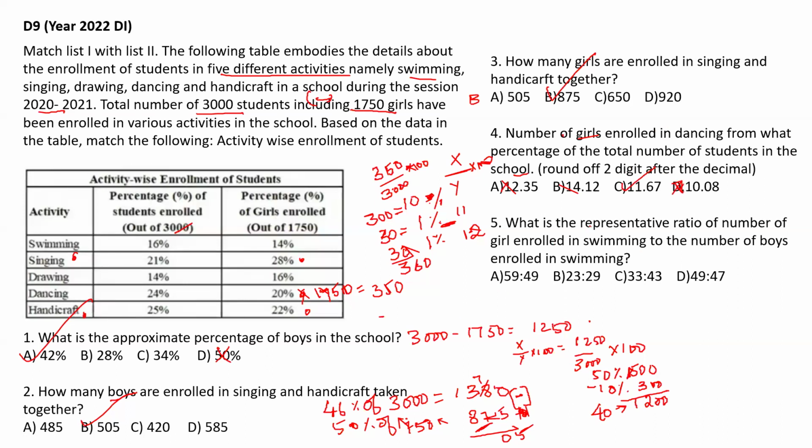Next, what is the ratio of number of girls enrollment in swimming to the number of boys enrollment in swimming? So swimming, here you just need to find out the ratio of girls and the boys. So ratio of boys is what? Girls is easy. 1750 into 14 percentage.